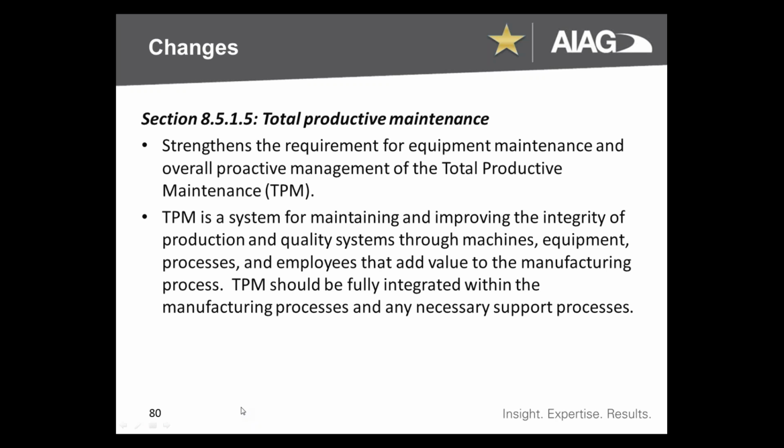8515, a new requirement for TPM, Total Productive Maintenance. The organization needs to develop, implement, and maintain a documented TPM system. The system needs to include, I'm looking at A through J in the standard, identification of the equipment that's included, availability of replacement parts, not necessarily new, provision of resources for maintenance, packaging and preservation, again not new, applicable customer-specific requirements, documented maintenance objectives. Here they suggest some.